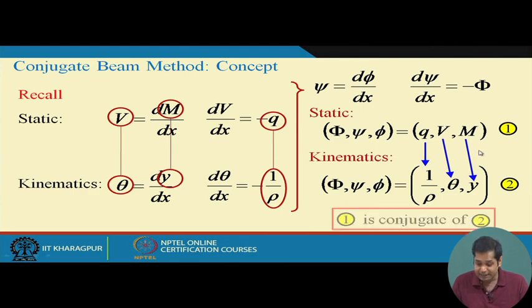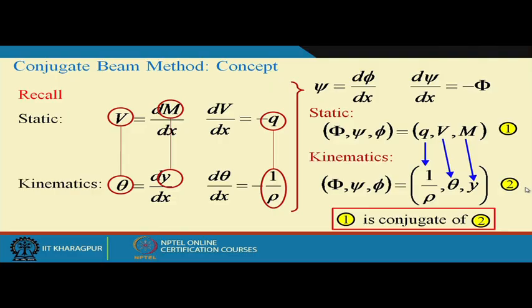Now, in this case it is called that system 1 is the conjugate of system 2. So, how is this conjugate obtained? The conjugate is obtained by replacing q by the curvature of system 2. So, the only thing we have to do, in order to get the conjugate system 1 from system 2, is to replace the intensity q by 1 by rho, the curvature of system 2.